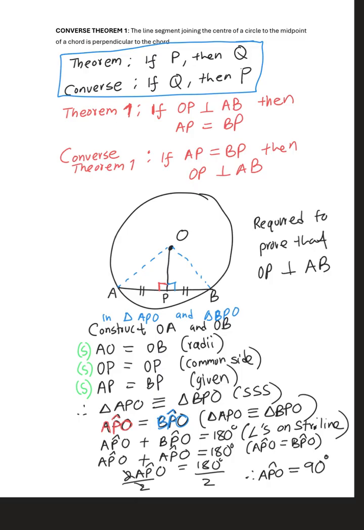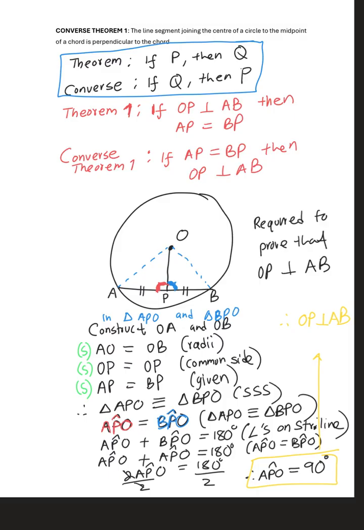Here we don't know yet that they are right angles. Let me just show that we don't know, because if we put right angles, it means we are already sure. So now we can see that actually it's a 90-degree angle. So we can make a conclusion: therefore OP is perpendicular to AB. So we have proved the converse of theorem 1.